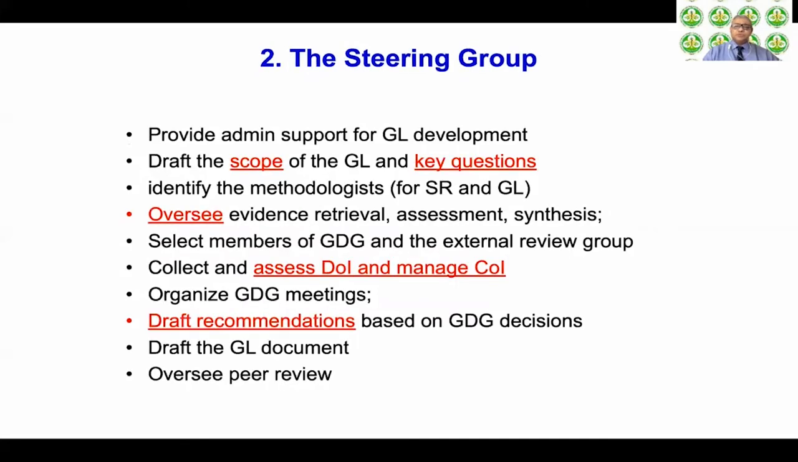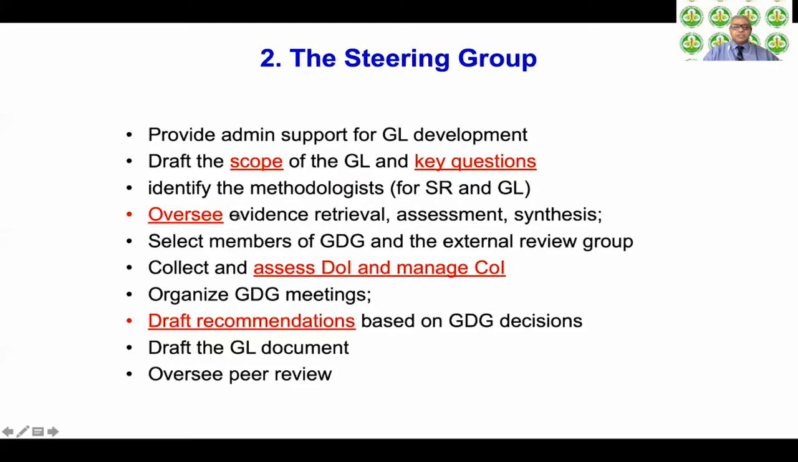The second step is to form a steering group, and a steering group, of course, is going to be the oversight group, which provides admin support and key decision-making for all of this. But the main roles of the steering group are to draft the scope of the guideline and formulate the key questions which will be addressed within that guideline. And then, of course, to identify the people who should be in that guideline development group, including content experts and methodology experts, because there would be systematic reviews and guideline development process involved.